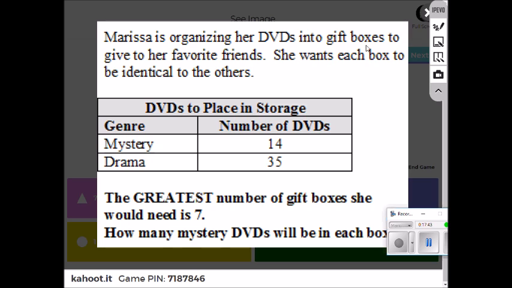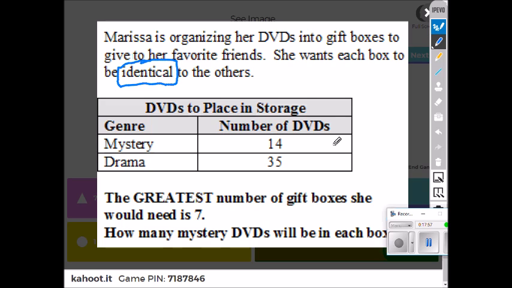Okay, so Marissa's organizing her DVDs into gift boxes to give her favorite friends. Aw. She wants each box to be identical to the others. Okay, what are some key words that you already see in there? Grace? Identical. I see the word identical. What's an even better one than what she just said, which was great, but what's a better one? Belle? Great. Yeah, that's down here. That's fine, but there's an even better one.